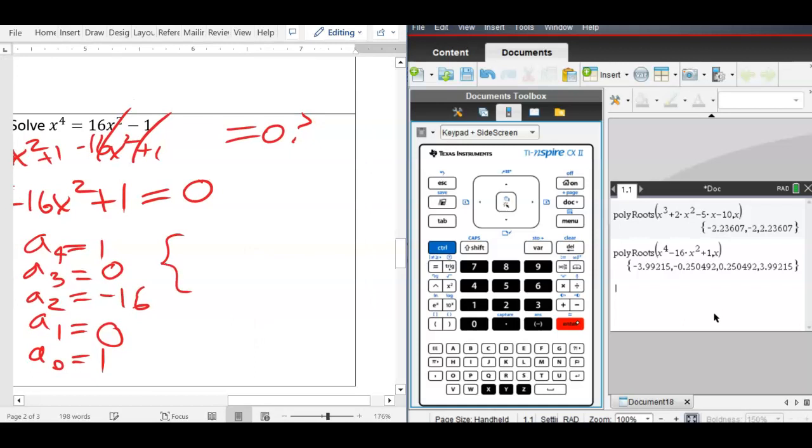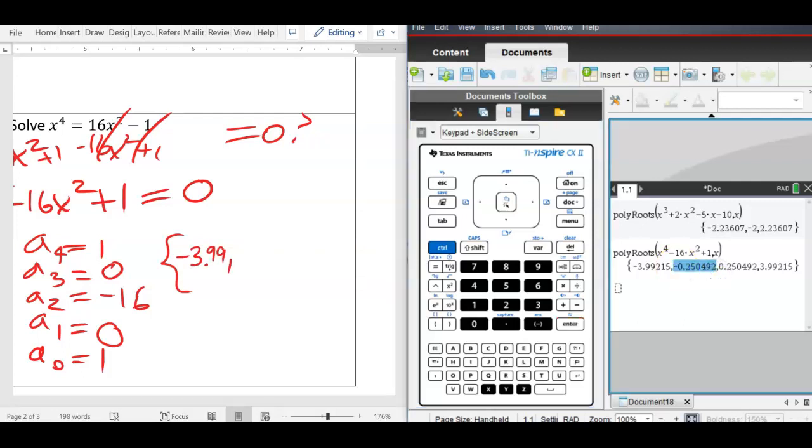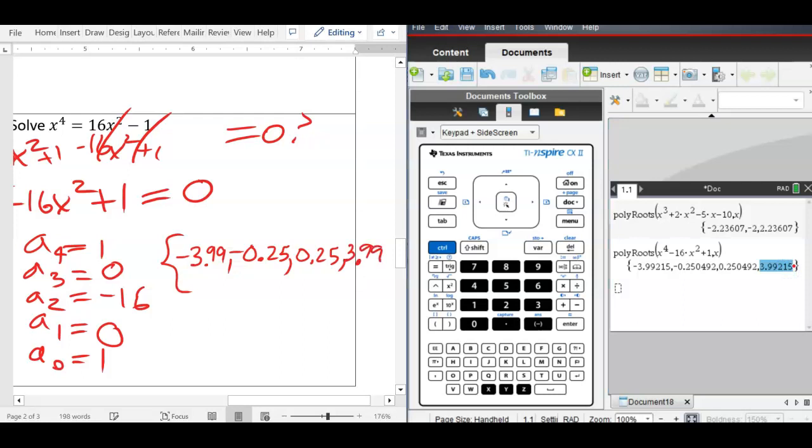I know it's a lot, so that's why you want to round. Negative 3.99. And then negative 0.25. And then positive 0.25. And then positive 3.99. I know it looks like a lot of numbers. That's why you round each one. And I should have 1, 2, 3, 4 answers because it's to the power of 4. Cool?